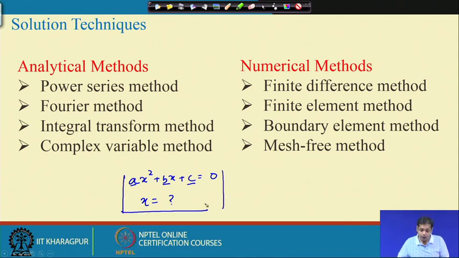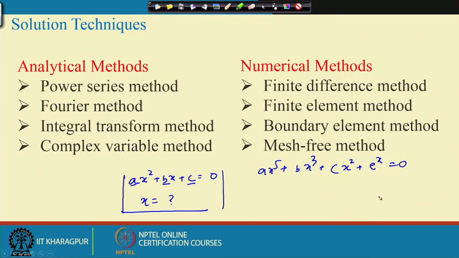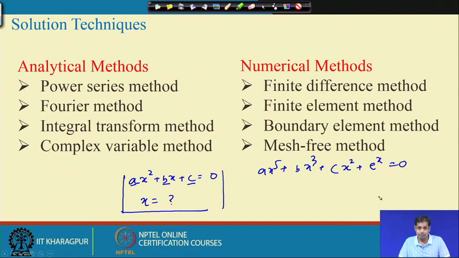Okay. Now, but there are problems, suppose I give you an equation like a x to the power 5 plus b x cube plus c x square plus e to the power x is equal to 0, for which you cannot have a closed form solution. In that case, we have to look for numerical methods. One very popular numerical method for solving such nonlinear equations is the Newton-Raphson method.